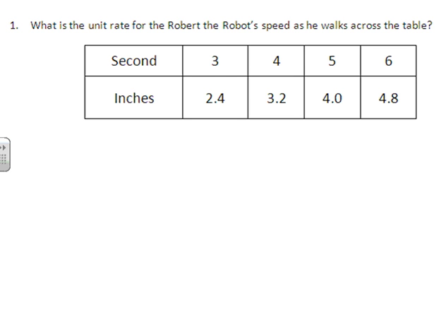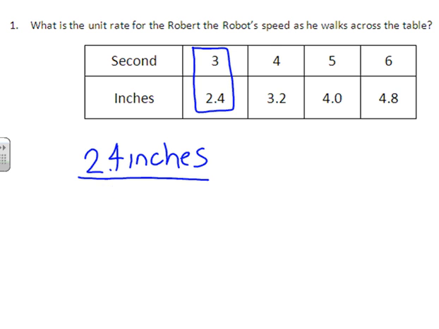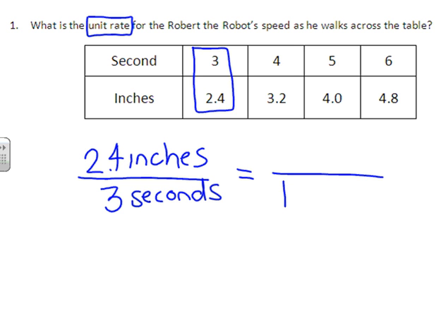For the first one, it says, what is the unit rate for Robert the robot's speed as he walks across the table? Okay, if we pick one of these rates, let's just pick this one right here. This says that he can go 2.4 inches, and that will take him 3 seconds. So that is a rate, 2.4 inches in 3 seconds. For a unit rate, I need to simplify that fraction and find out how far he can go in 1 second.